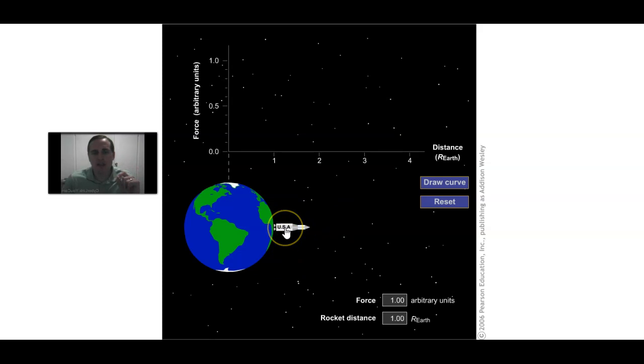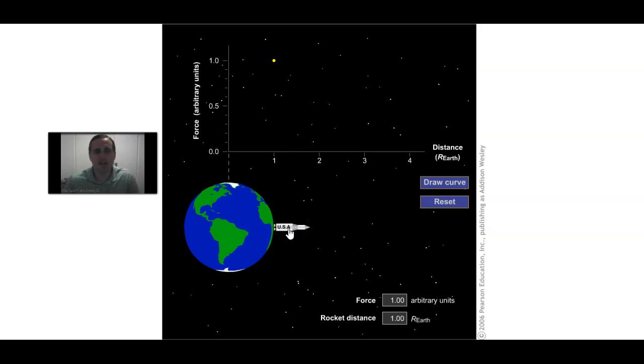Now, if the spaceship starts at the surface of the Earth, and let's assume we're taking off from, say, Tanzania, which looks like Central Africa, we're going to have this spaceship lift off from there. If I click on the spaceship where it is, notice that at one Earth radius, it's at one of these force units.